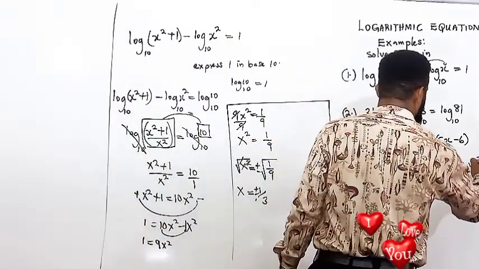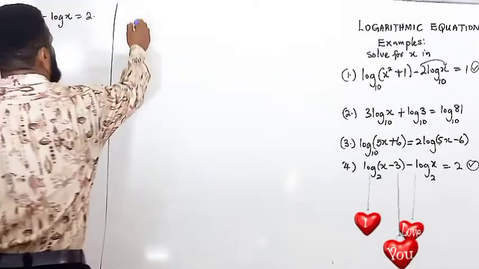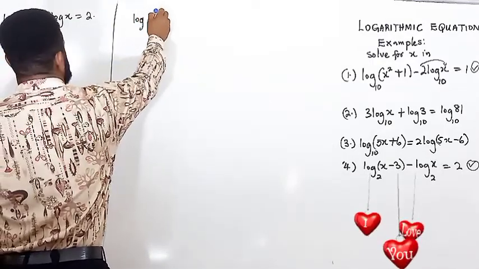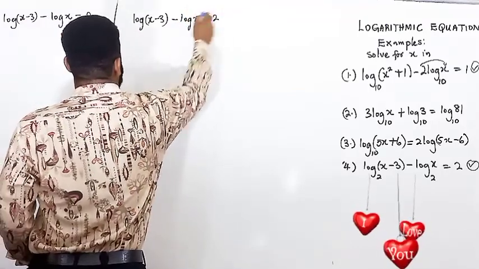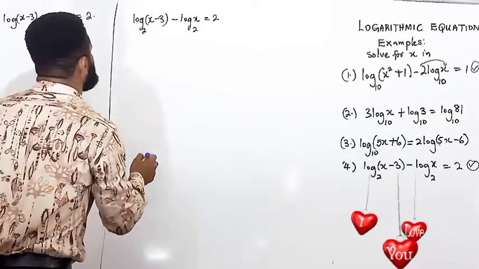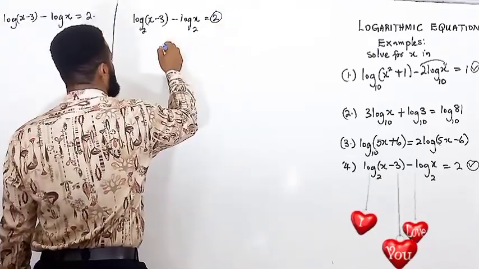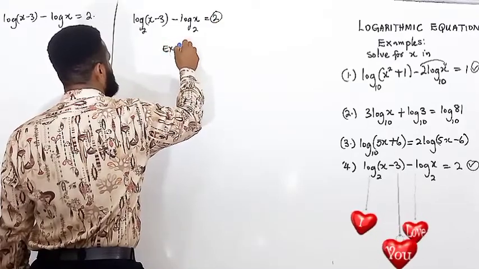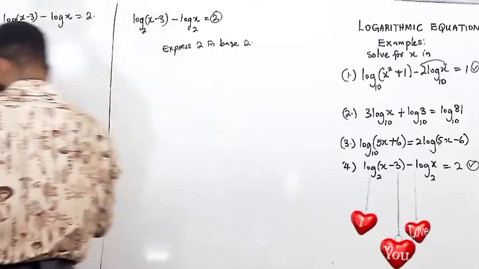I'm going to solve number 4. I have log of x minus 3 minus log of x is equal to 2. Remember, they are base 2. Now, this is going to be the first thing: express 2 in base 2.